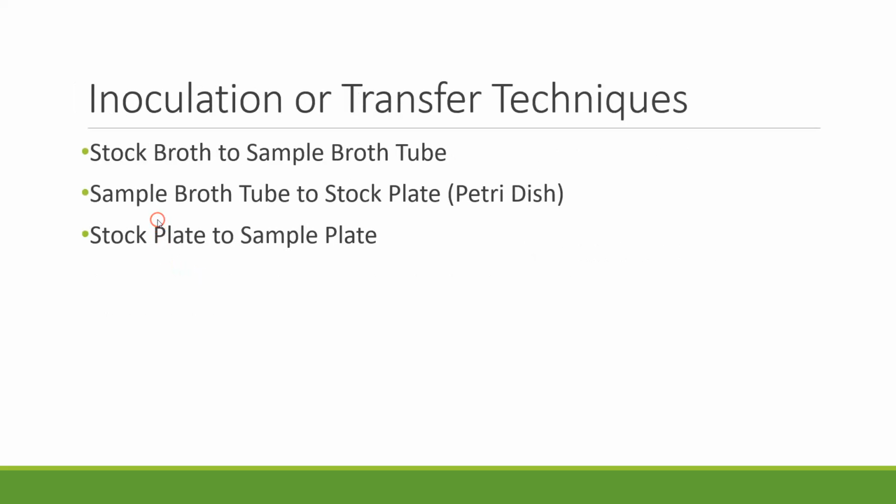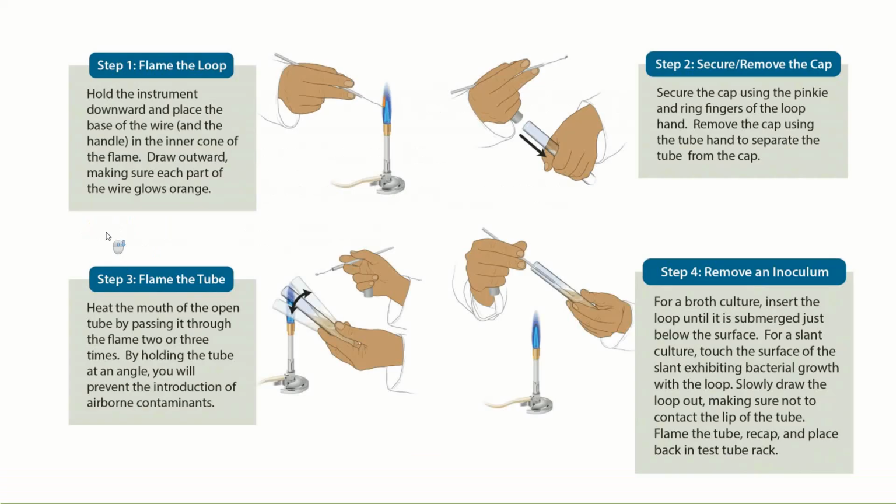So when we talk about inoculation or transfer, you're going to often be going from a broth to a broth, or a broth to a plate, or a plate to a plate. So let's talk about using a broth and then getting an aseptic sample out for transfer. Notice we're going to start with an inoculating loop. We're going to heat that inoculating loop to get it sterile to begin with, so we're going to incinerate any contaminants that might be on it.